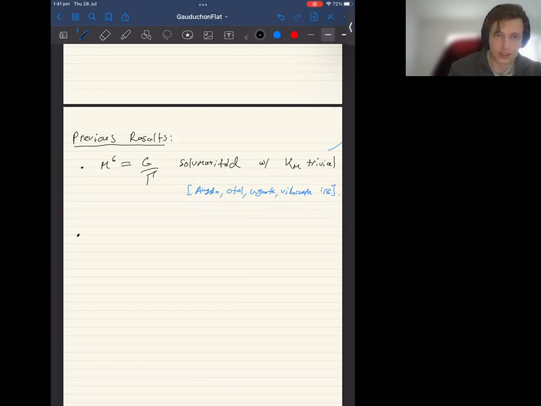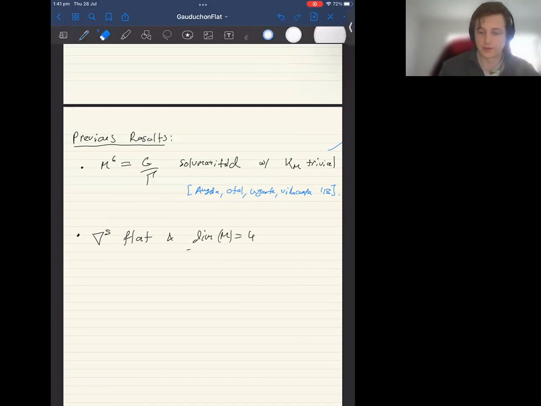So if nabla S is flat and n equals 2, so this is complex, maybe I'll say dim M equals 4, so complex dimension 2, then it holds. This was covered by Yang and Zheng in 2018.